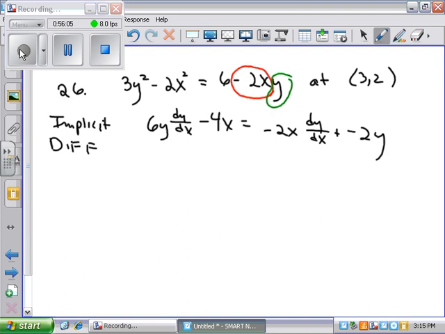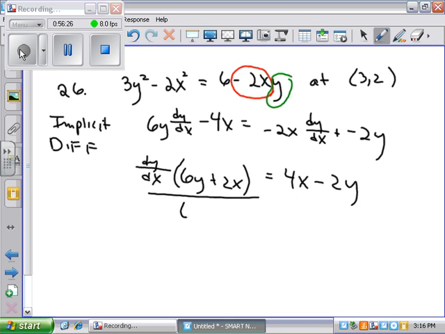You get all your dy dx terms on one side, and you can pull it out at the same time, and move all the terms without a dy dx to the other side. So over here we would have a 6y, it would be plus 2x when you moved it. And on the other side, when you move the 4x, it'd be positive 4x minus 2y. We divide.